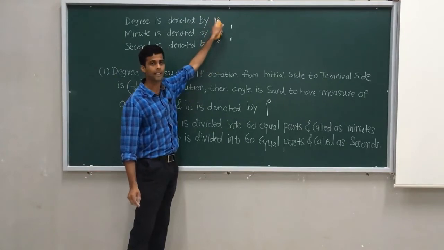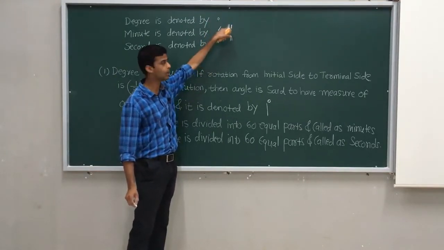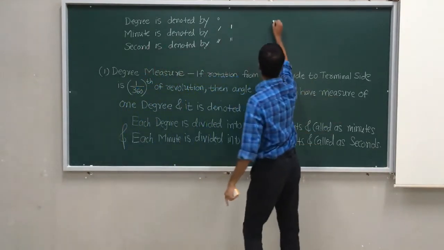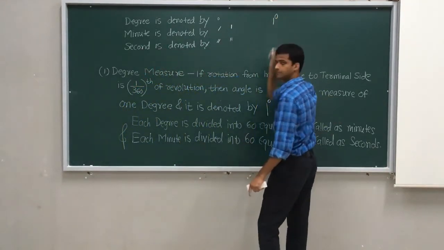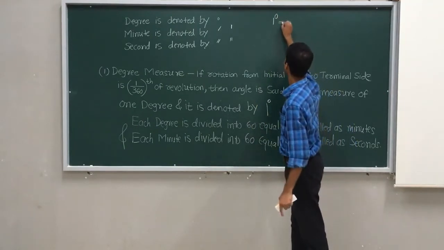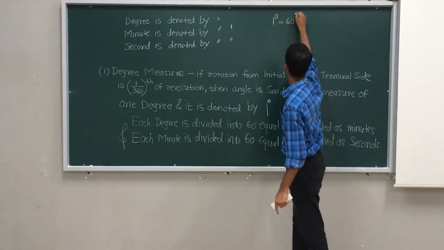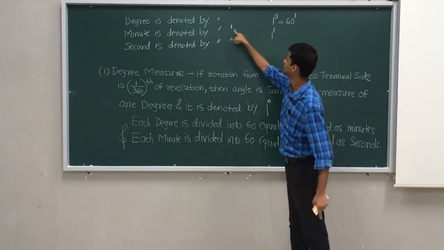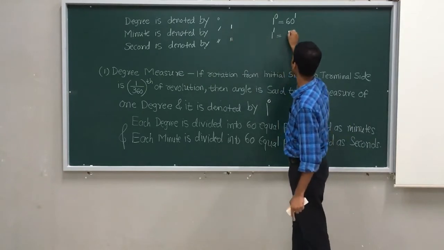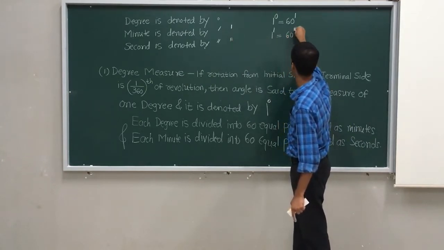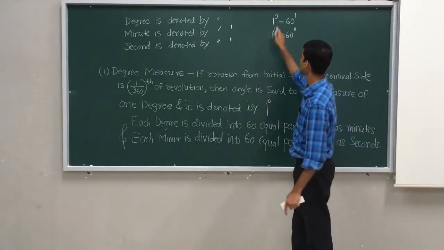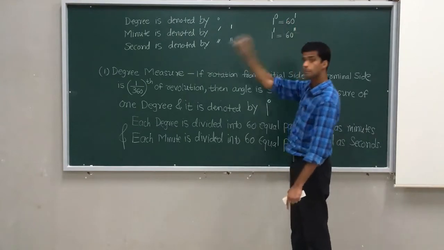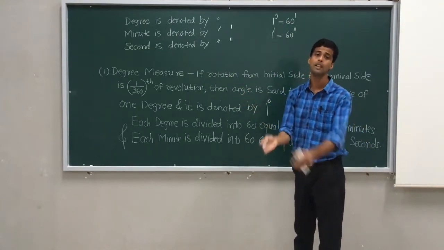For degree, a round symbol; for minute, 1 bar or 1 line; for second, 2 lines. Therefore, I can say 1 degree means 60 minutes. Keep in mind, 1 minute is equal to 60 seconds. To get 1 degree, you want 60 minutes, and to get 1 minute, you want 60 seconds.